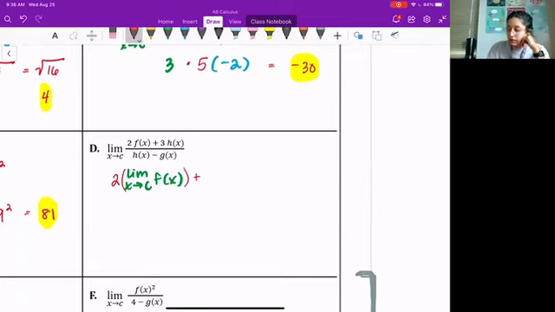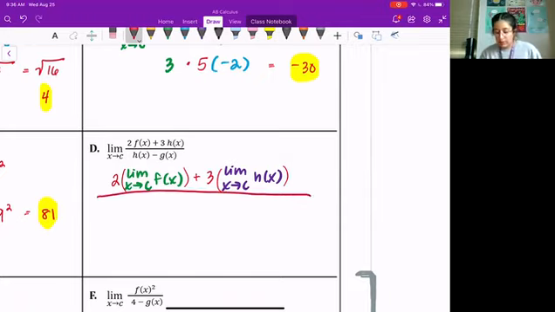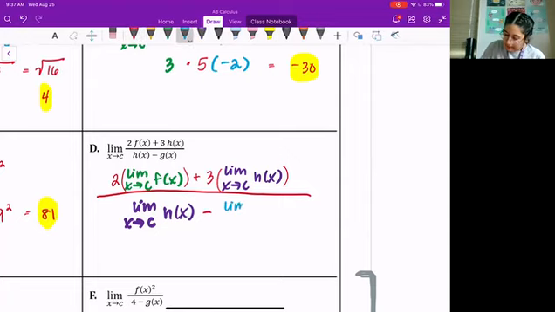Okay, it looks like I'm adding. Then I've got 3 times the limit as x approaches c for h of x. Okay, great. Numerator done. Let's do the denominator. I'm subtracting these two functions, so I'll take the limit of one, the limit of the other, and subtract it. First up came h of x, the limit as x approaches c for h of x, and I'm subtracting the limit as x approaches c for g of x.